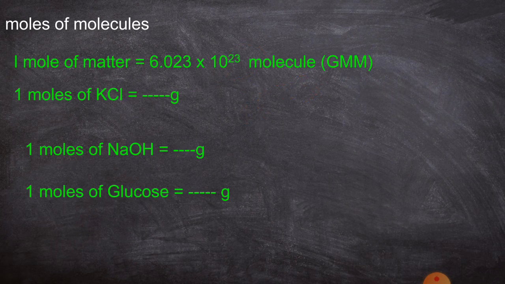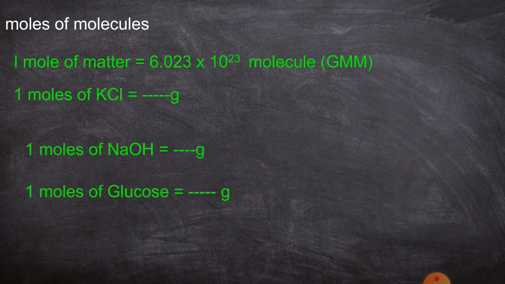Next we move on to moles of molecules. 1 mole of matter is equal to 6.023 × 10^23 molecules. Its mass in gram is said to be the gram molecular mass. If you want to find 1 mole of potassium chloride in gram molecular mass, you have to know the potassium mass first.